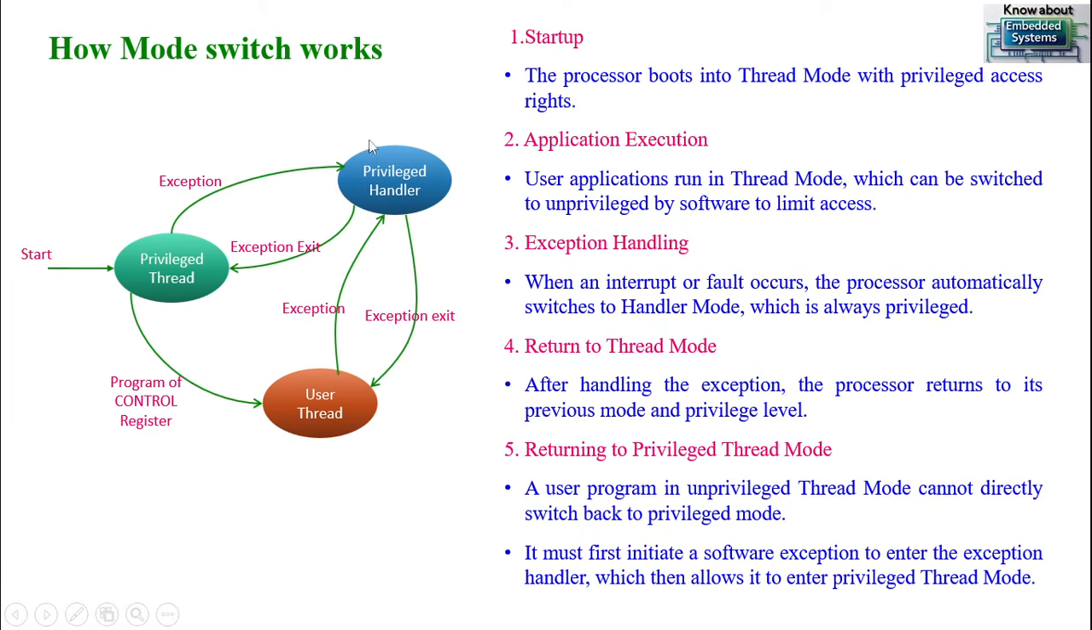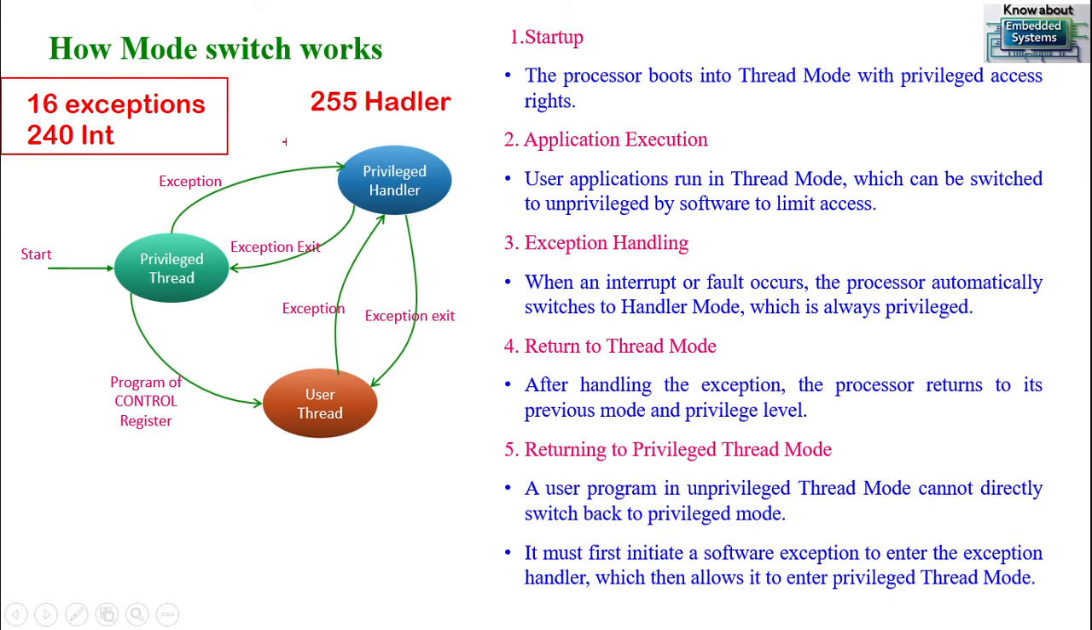But the important thing lies in the privileged handler mode. What is the beauty of this privileged handler mode? Our Cortex M3 processor supports 255 handlers. In our ARM Cortex M3 processor, it can generate a total of 255 different types of interrupts. In that, 16 are exceptions and 240 are interrupts. So totally we have 0 to 255: 16 exceptions and 240 interrupts.